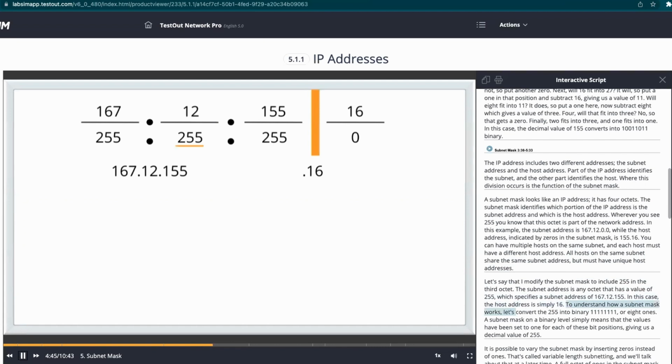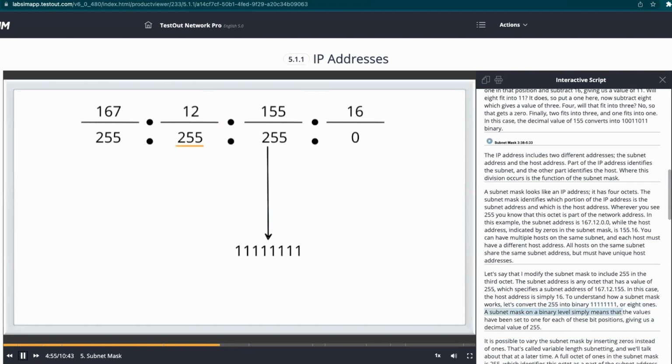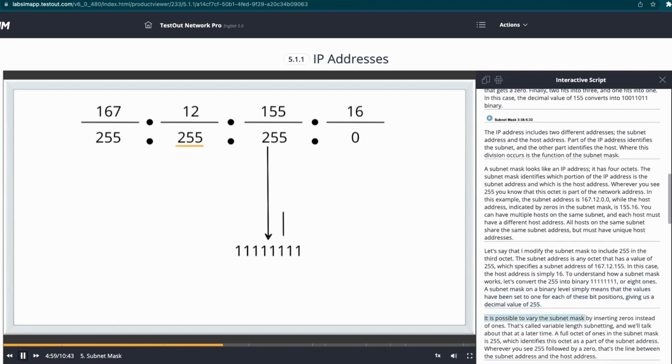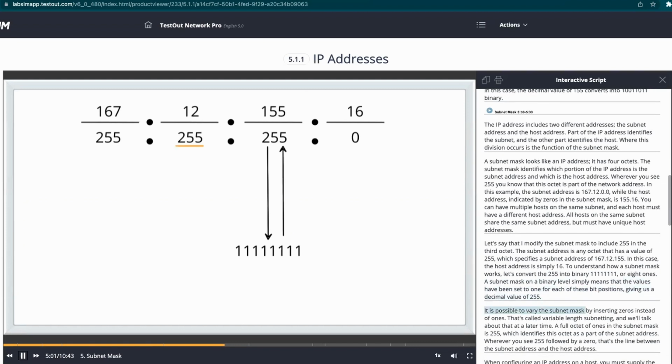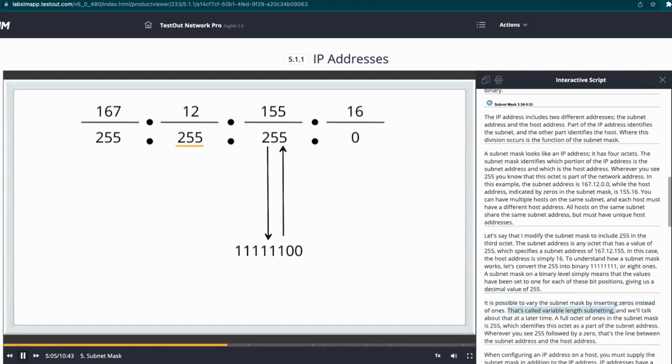To understand how a subnet mask works, let's convert the 255 into binary: 11111111, or 8 ones. A subnet mask on a binary level simply means that the values have been set to 1 for each of these bit positions, giving us a decimal value of 255. It's possible to vary the subnet mask by inserting zeros instead of ones. That's called variable length subnetting, and we'll talk about that at a later time.